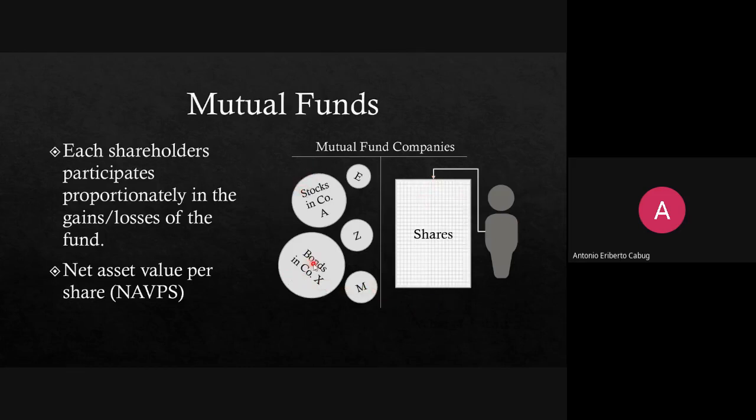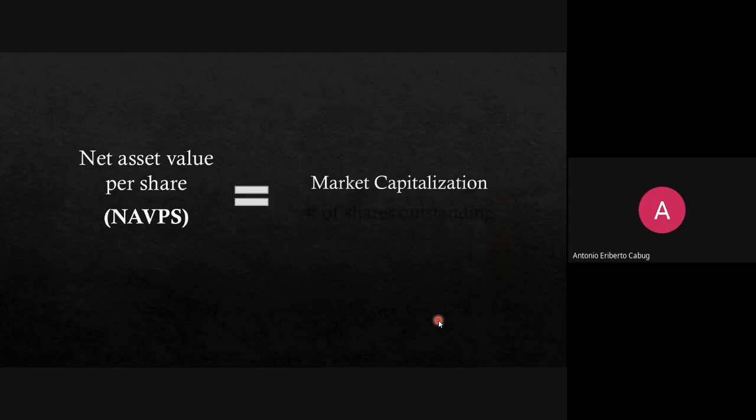Whatever increase in the left side will mean an increase in the right side. So when the value of the shares go up, when interest and dividend income will be given, they will be reflected in the shares' NAV-PS, net asset value per share. Okay? Net asset value per share is basically the value of one share of stock. So when we calculate NAV-PS, the value of one share, think of it this way. Market capitalization divided by the number of shares outstanding.